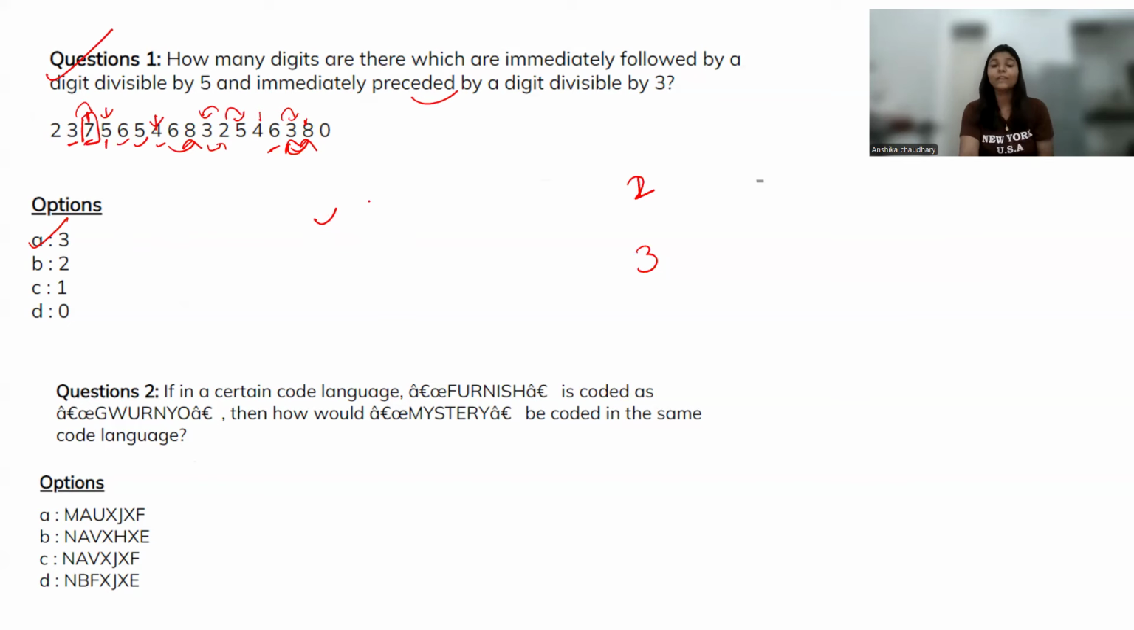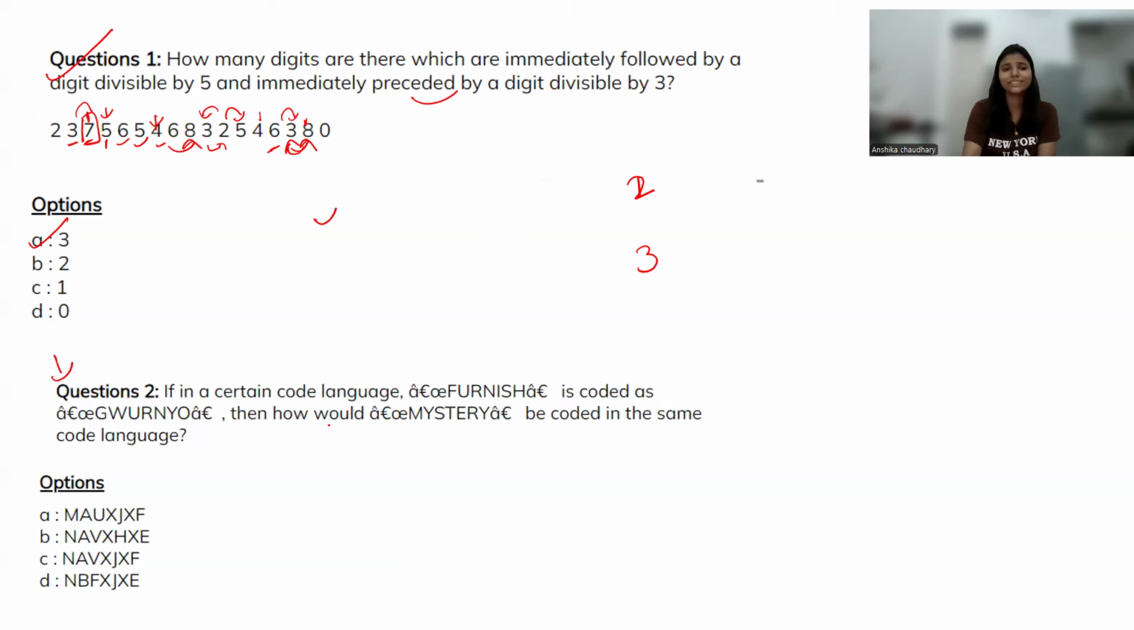So the question was quite tricky, and there are 3 variants in this question. This is saying that immediately followed by a digit divisible by 5 and immediately preceded by a digit divisible by 3, right? One variant is this. Another variant can be, it will be saying that which is either followed by a digit divisible by 5 or preceded by a digit divisible by 3. So here it can be either as well. So in that case, the digits will be multiple. Okay, so accordingly you have to solve.